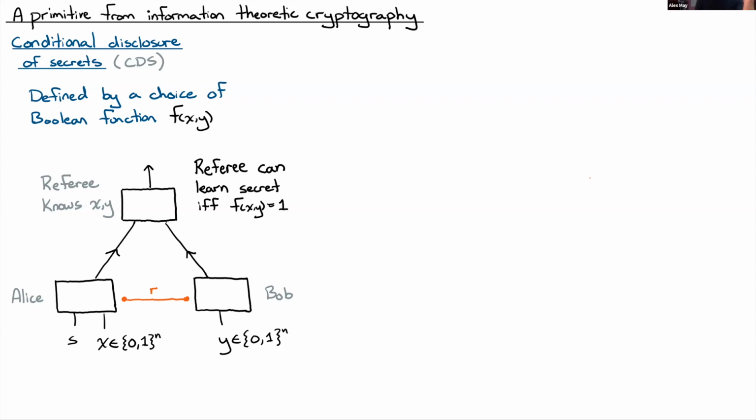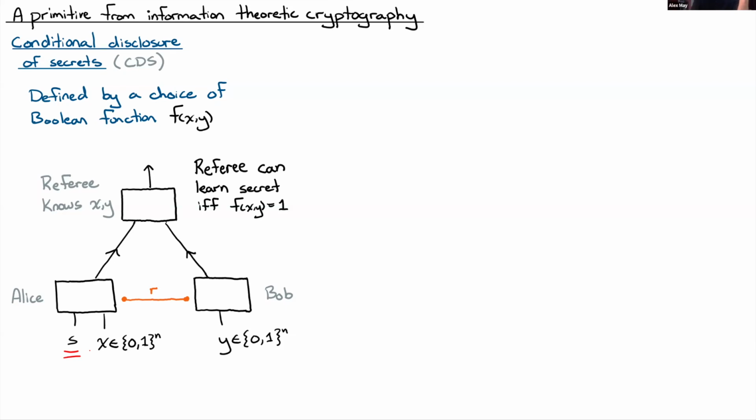So this involves 3 players. There's Alice, Bob, and the referee. Alice gets an input X, which is a string of length n. Bob gets an input Y, which is a string of length n. Alice additionally holds some secret, which could be, say, an order 1 size string. Alice and Bob can't talk, but they can share randomness, and they can each send a message to the referee.